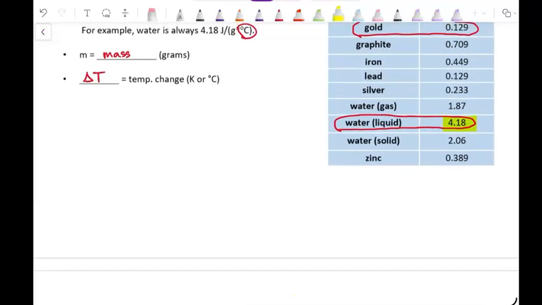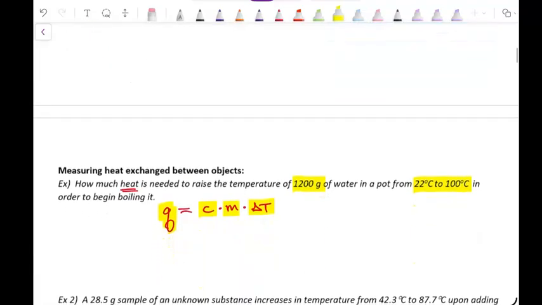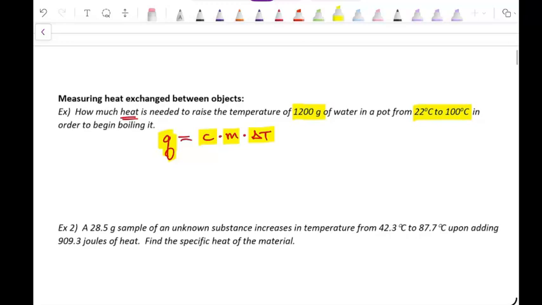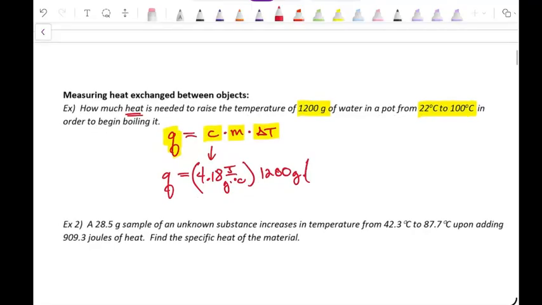And since we're talking about liquid water in this problem, that is 4.18. So this one is just a matter of plugging everything in. So we already said that specific heat for water is 4.18 joules over grams times degrees Celsius. The mass in this case is 1,200 grams. And the delta T is just the bigger temperature minus the smaller temperature. So 100 minus 22 would give us 78 degrees Celsius.